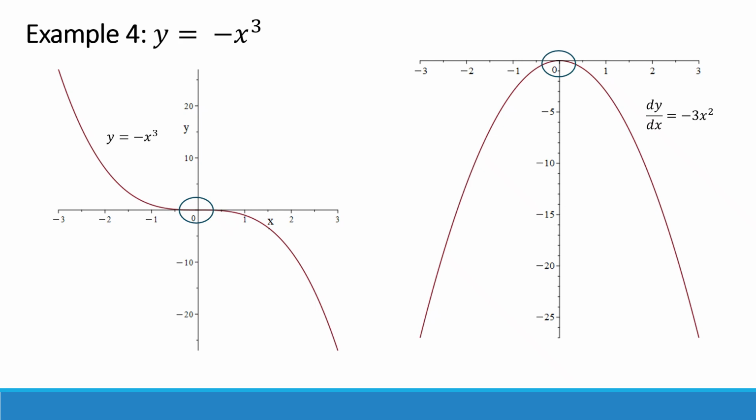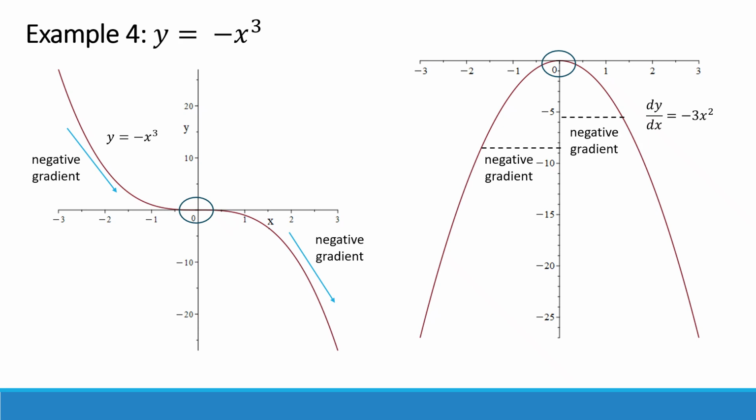Now again, looking to the left of a stationary point, the curve is decreasing, so we have a negative gradient, and this matches with a gradient graph being negative for negative values of x. Similarly, to the right of a stationary point, the curve is still decreasing, so we have a negative gradient, and this corresponds with a gradient graph being negative for positive values of x.